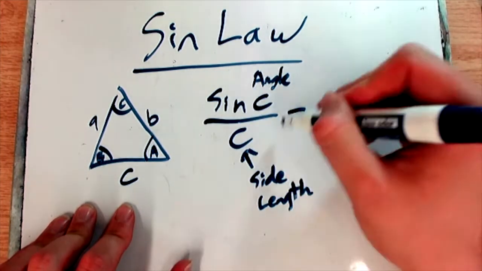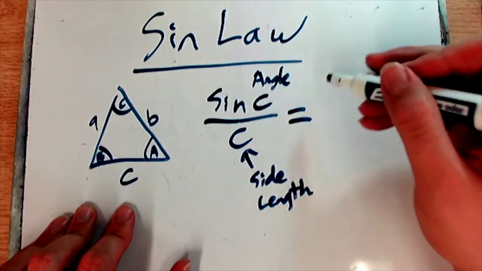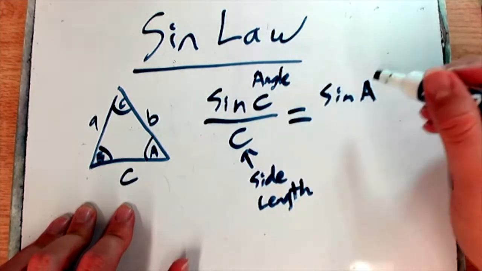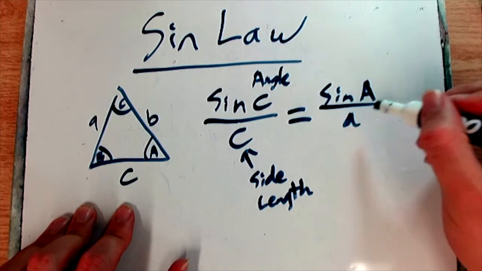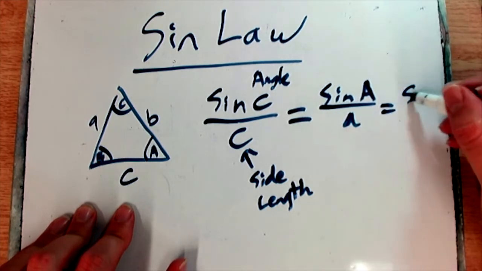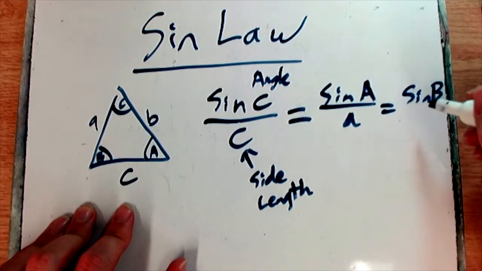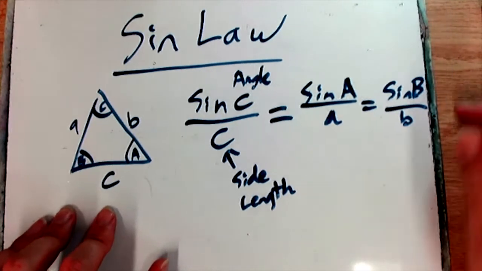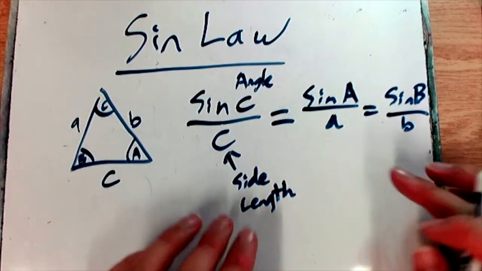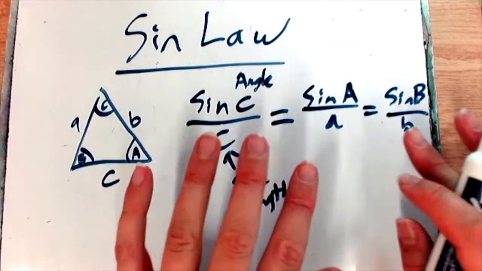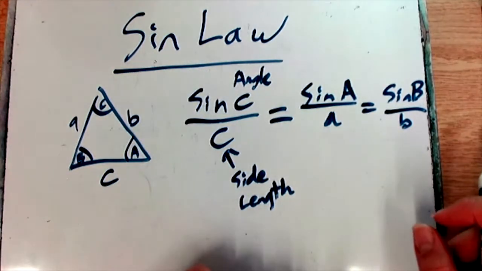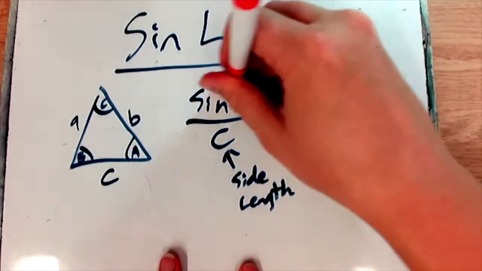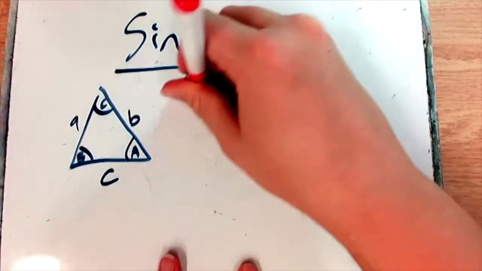That ratio, sine of C over C, is going to equal sine of A, angle A, over side length A. Or it's also equal to sine of B over side B. Weird. It's a weird fact. It's just like these things are true. When you do all this stuff with sine, they just equal each other. So let's go into a question here and see what that looks like.